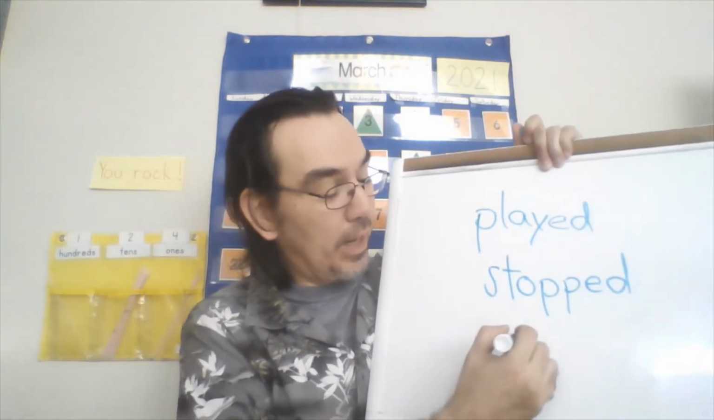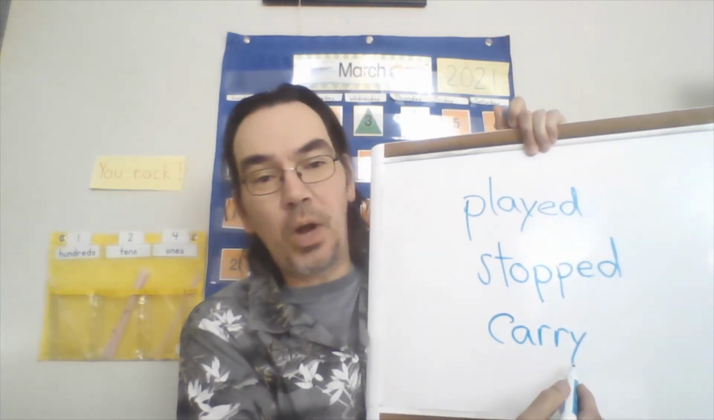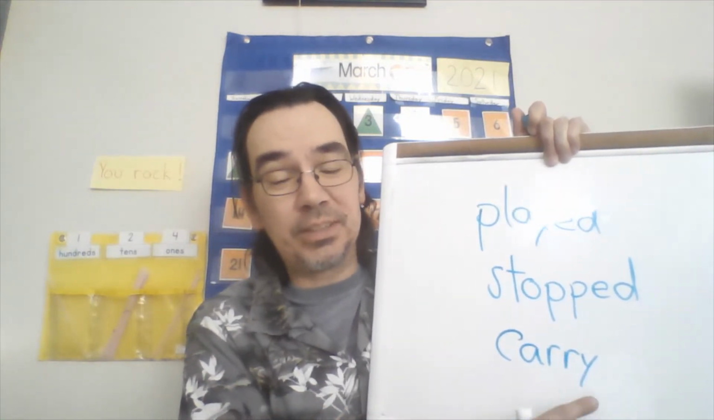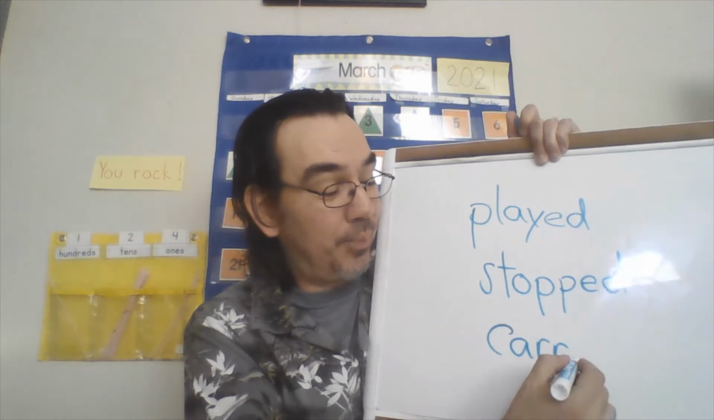We have a word like carry, and carry ends in a y. When we change this to past tense, watch what happens to this y when we add the ed. It goes away, but not completely. It becomes an I, and then we add the ed. So you might see this: carried. Carried. That y becomes an I.